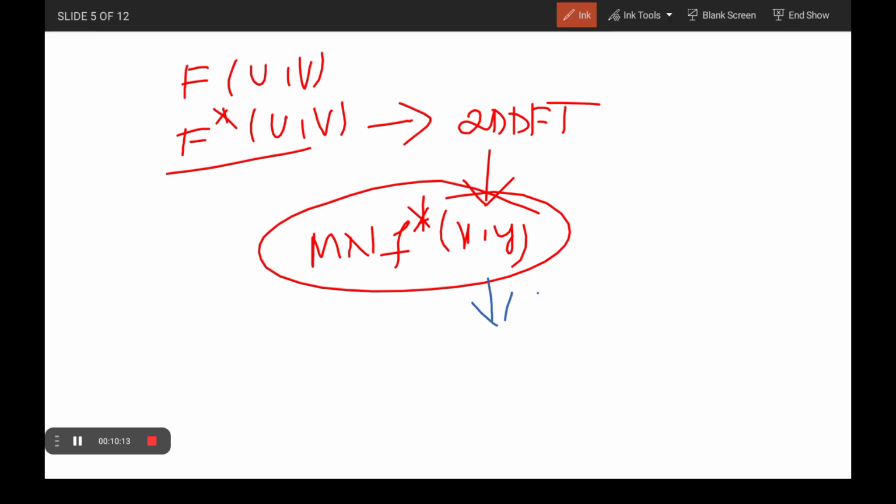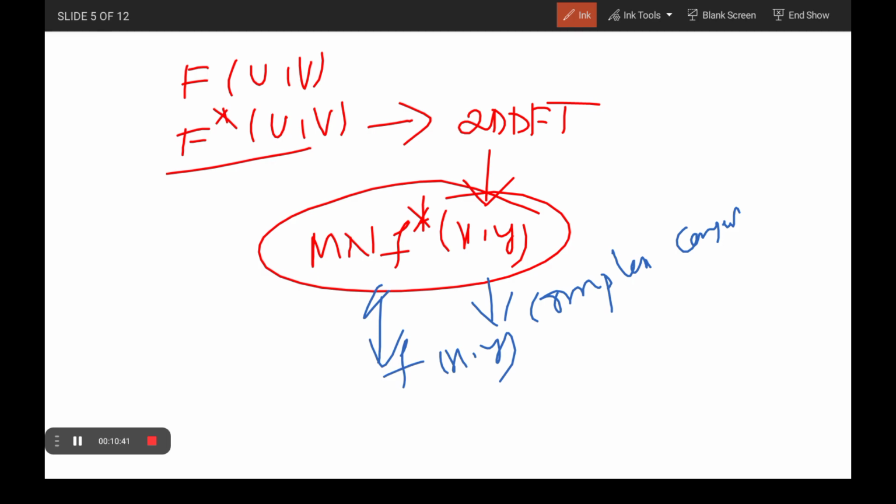Take the complex conjugate. The complex conjugate of this one is equal to f of x comma y. So multiply with the MN value, and that gives the inverse discrete Fourier transform value. Okay, so that is the way we find the IDFT using the DFT algorithm.